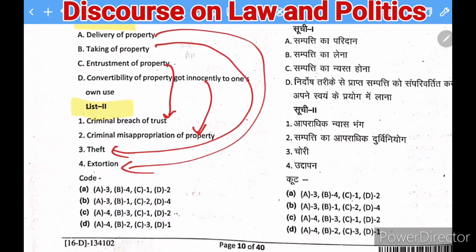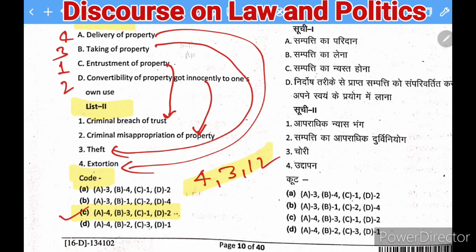So if you look at this, you can find the correct code here. Which is the correct code here? The correct code is like this. For delivery of property, it would be 4. For taking of property, it would be 3. Entrustment of property, it would be 1. And then conversion of property got innocently, that would be 2. So the correct code is 4 3 1 2. So this is the right answer. Which is going to be correct here? You can see the right answer of this question is this one, C.